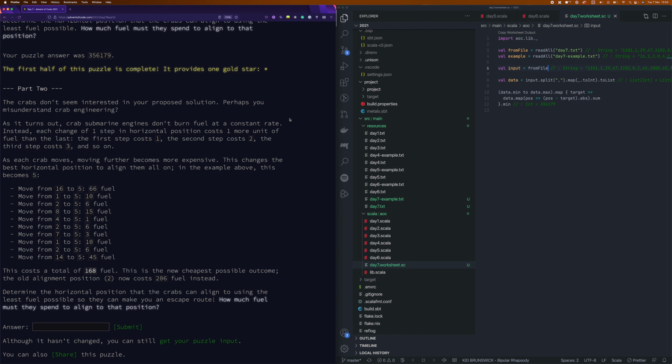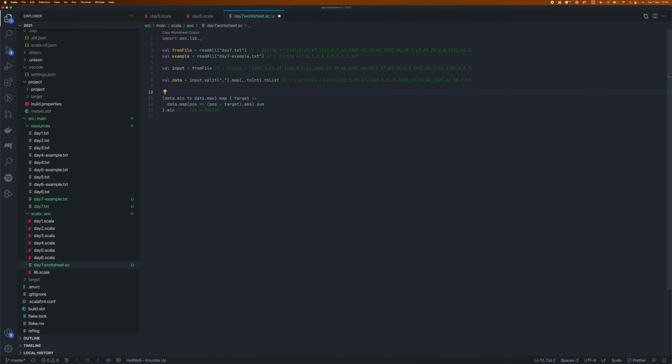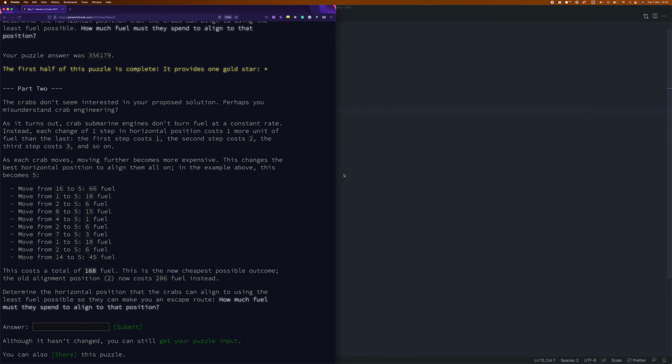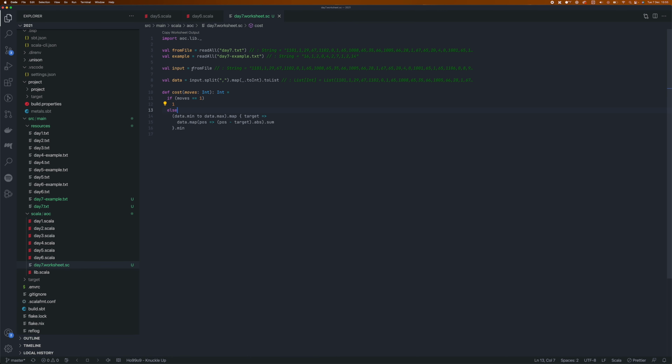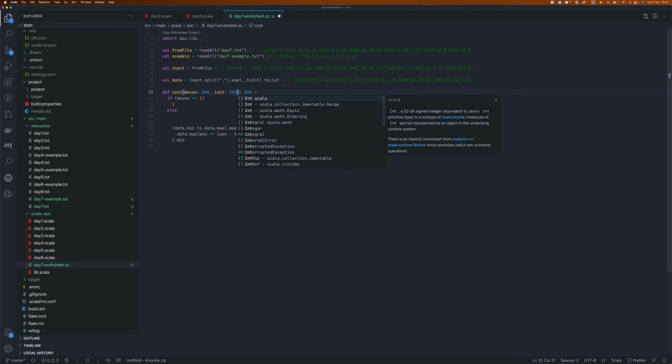So part 2 was pretty close to part 1. There was just one complication. Instead of each move costing 1 fuel, we would have moves that get more expensive as you go. So the first move would be 1 fuel, the second move would be 2 fuel, and so on. So in this case, the total cost to travel n steps would be the sum of all integers between 1 and n. So that is the arithmetic progression.